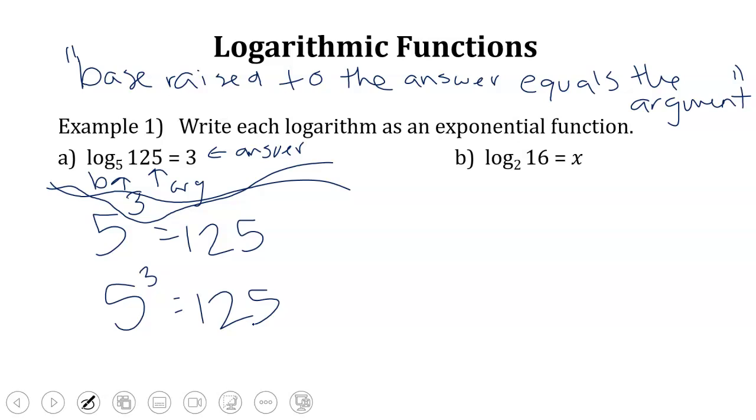All right, so let's try the next one. The base, so our base is 2, raised to the answer, in this case it's x, equals, what's the argument? 16. And it's just telling us to write it. We're not solving anything, so you're just leaving it at that. So that's the final answer, getting comfortable with where things go.